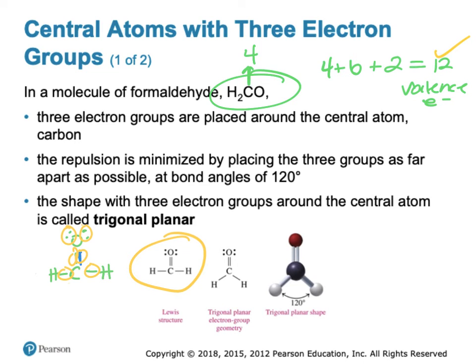If we look at our central atom, this carbon here, we can see it has 3 electron groups. It has an oxygen, a hydrogen, and a hydrogen. In order to minimize repulsion between these 3 groups and place them as far apart as possible, the bond angles will be 120 degrees. When you have a central atom with 3 electron groups, we assume a trigonal planar shape.